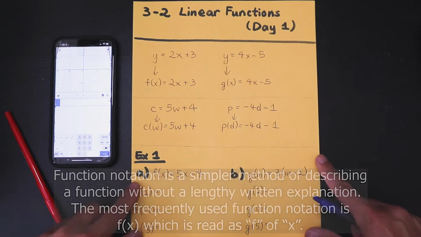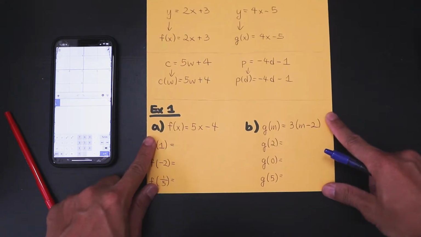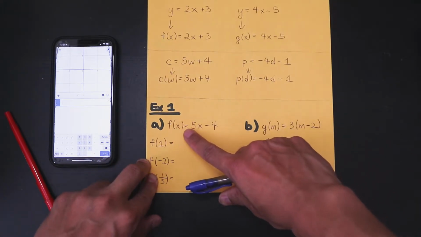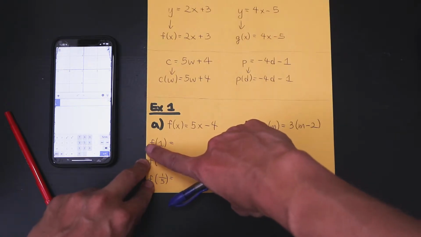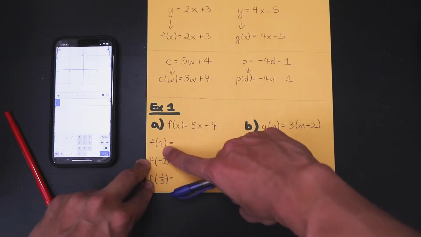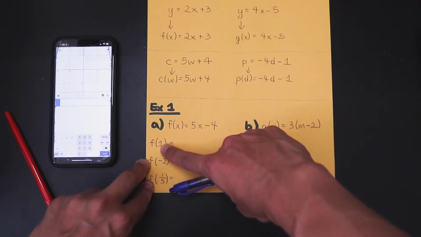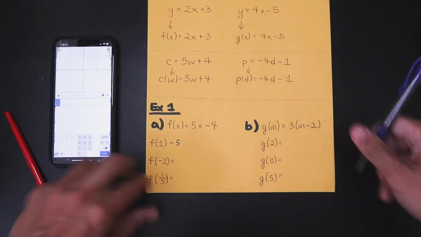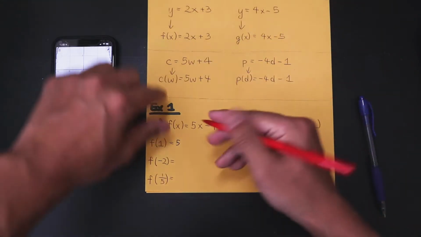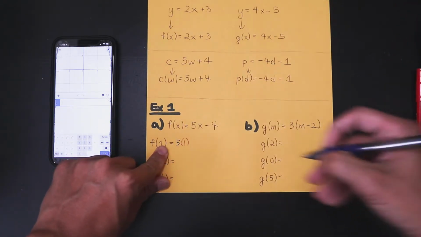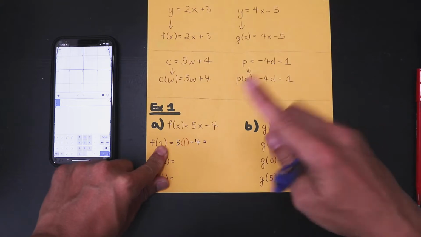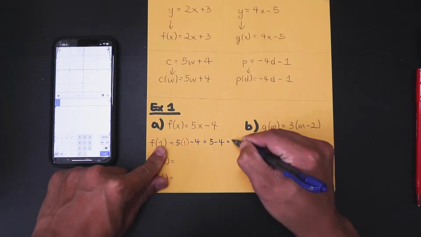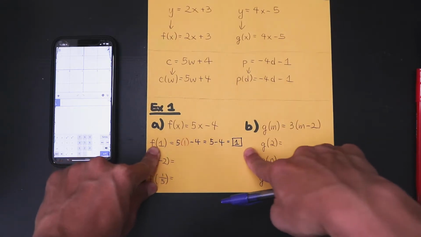Function notation. Okay, so in example 1, we're going to get used to looking at function notation. In part A, it says f of x is equal to 5x minus 4, and then they want you to find out what f of 1 is. Well, f of 1 means when x equals 1, what is the y value? So all you have to do is rewrite the equation, 5, and then instead of an x, you're going to replace it with 1, like this, and then minus 4. So you have to use parentheses. 5 times 1 is 5, and then 5 minus 4 is 1. So that means f of 1 is going to be 1.